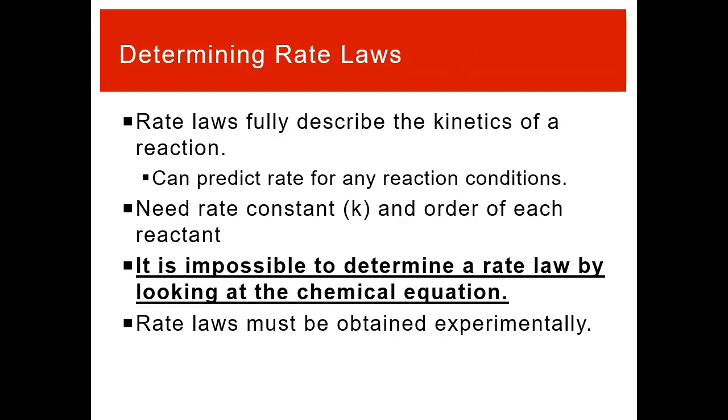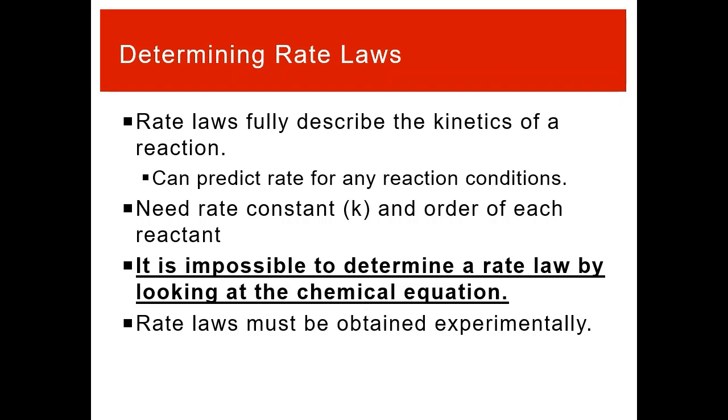So now that we're familiar with what rate laws look like and the different parts and features of them, we want to return to their importance. Rate laws fully describe the kinetics of a reaction, right? You can predict the rate for any reaction conditions at whatever temperature you're looking at. And that lets you design reactions. How much of all the different reactants are you going to put in to obtain your desired rate? You want to control how fast your chemical reactions are occurring.